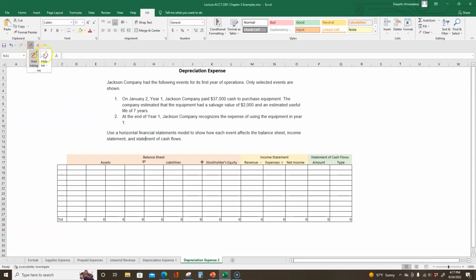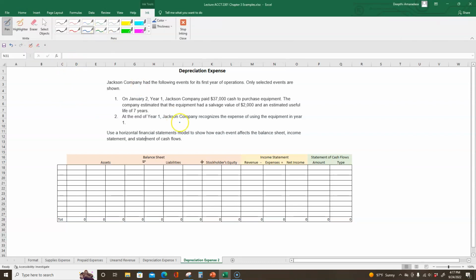First, let's go ahead and calculate the depreciation expense for the year. We know that we're going to be using the straight line method formula. To calculate depreciation expense, you take your cost. How much is the cost? So depreciation expense is equal to cost. They told us the cost was $37,000.